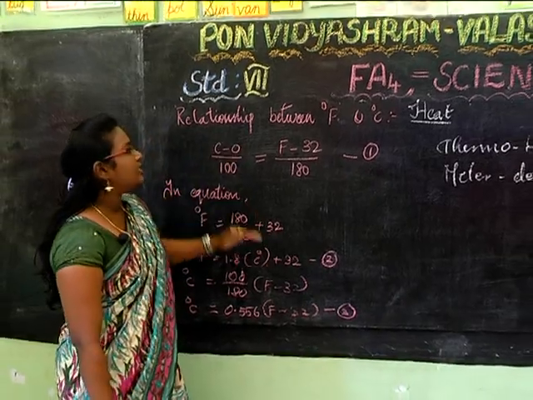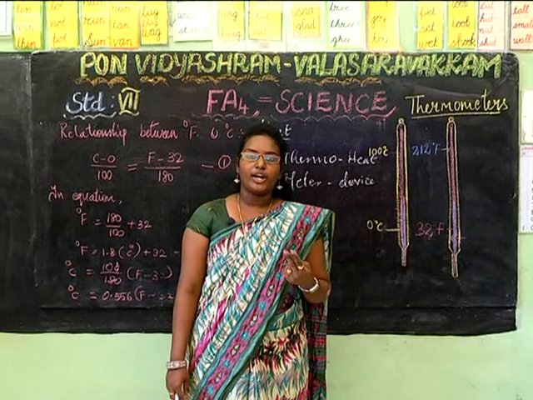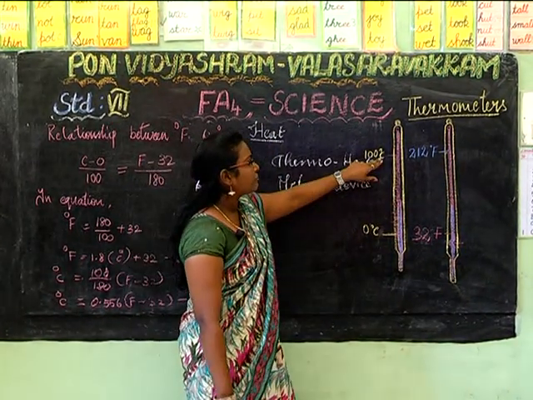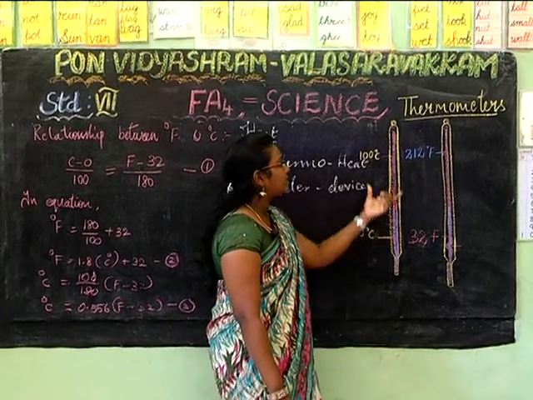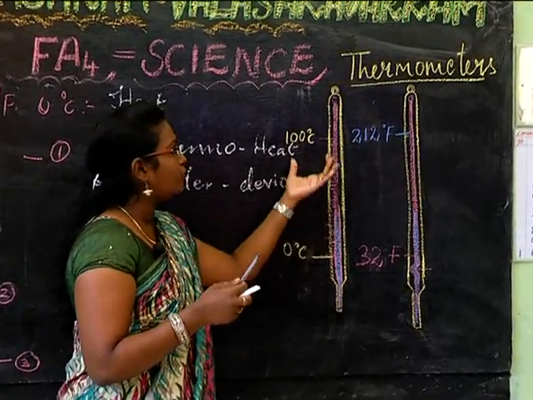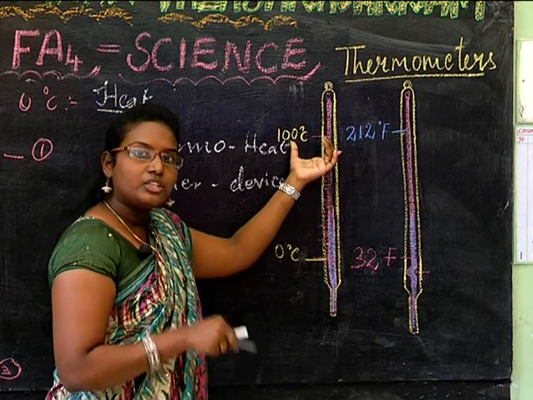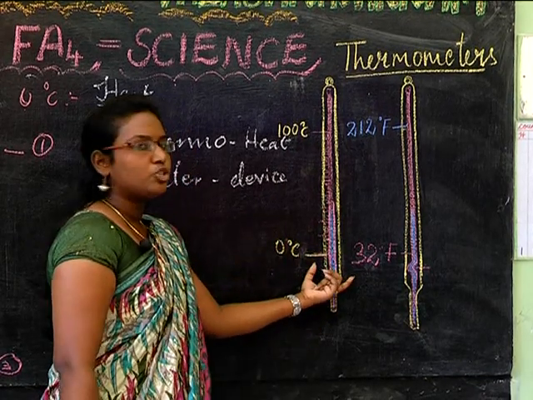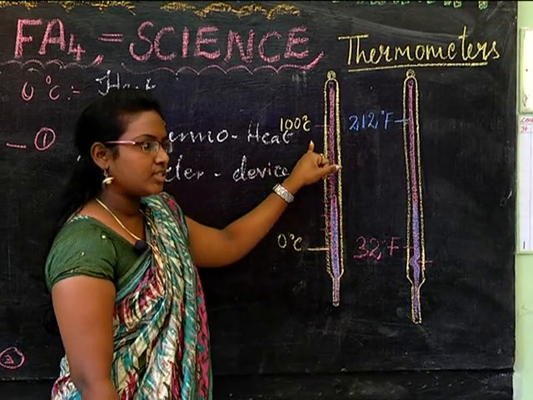While discussing this relationship, I want to tell about two words, which are called upper fixed point and lower fixed point. First we will start with the upper fixed point, which is 100 degrees centigrade, and here 212 degrees Fahrenheit. The upper fixed point means the temperature of boiling water. If I take the temperature at which ice melts, that I call the lower fixed point. So this is the lower fixed point and this is the upper fixed point.